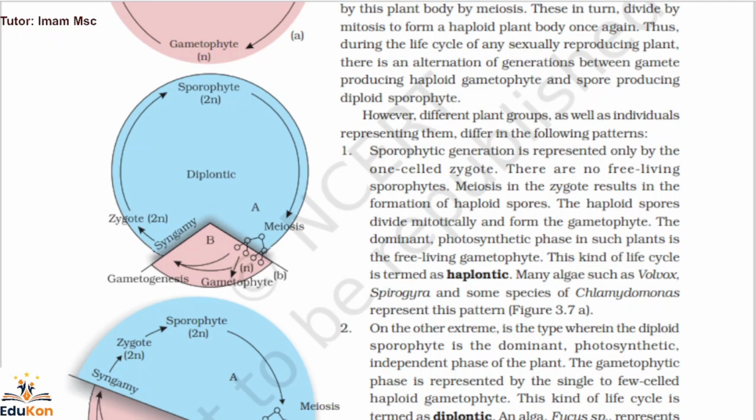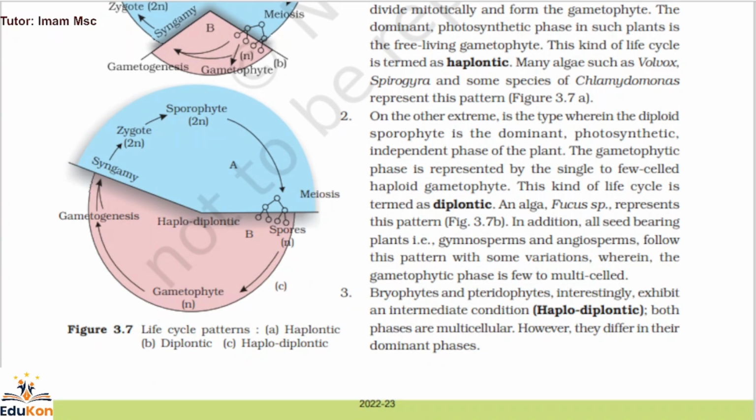Regarding diplontic, the same question can be applied here also. Choose the correct option regarding the diplontic life cycle. Here the dominant phase is diploid. That is the correct option. That is also a correct option. Here the diploid sporophyte is the dominant photosynthetic independent phase of the plant. This is the main diploid phase of the diplontic life cycle. The gametophytic phase is represented by single to few celled haploid gametophyte. See, single to few cell. This is also a very important line.